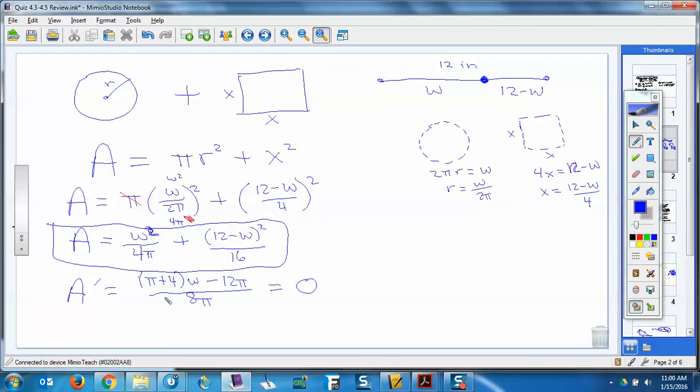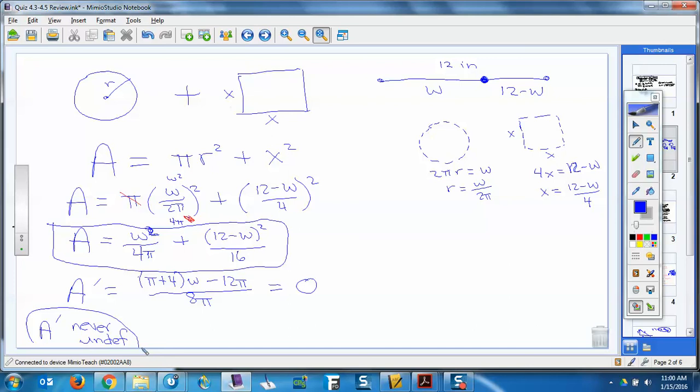Now, is this ever undefined? What does that mean? It's undefined when the bottom is 0. Will the bottom ever be 0? No. Okay, so A prime is never undefined. If it was, we would figure out where it was undefined. Finding out where the derivative is undefined would normally mean taking the bottom, setting it equal to 0, and solving. Then that would be one of your candidates to plug into your list of candidates.